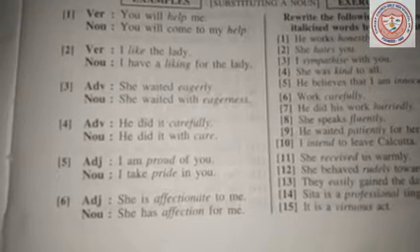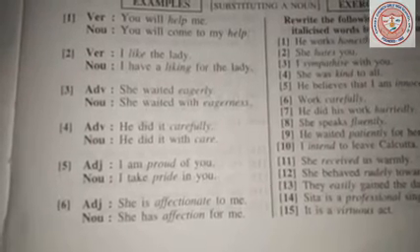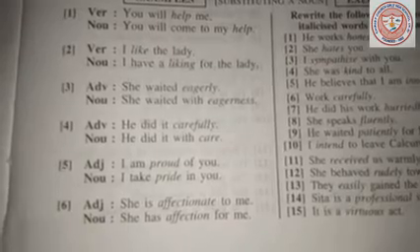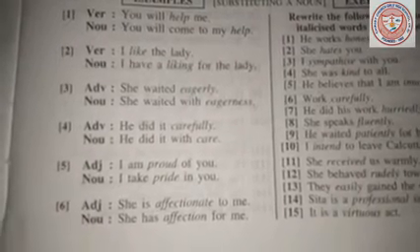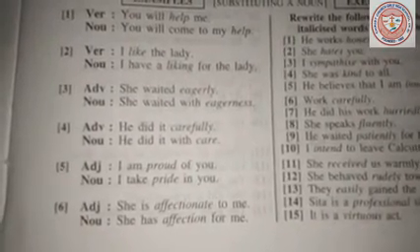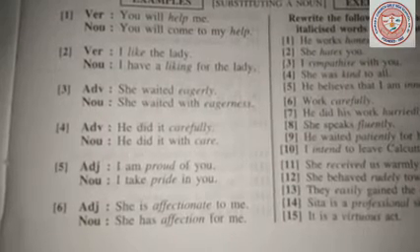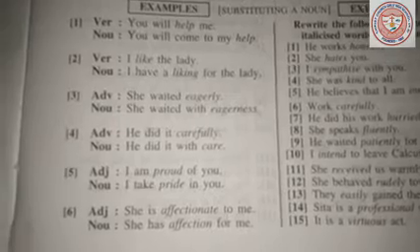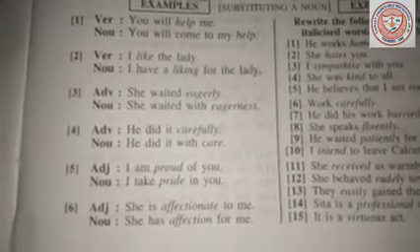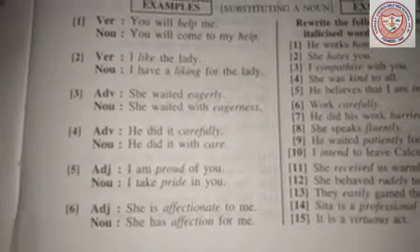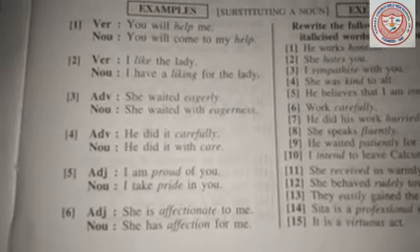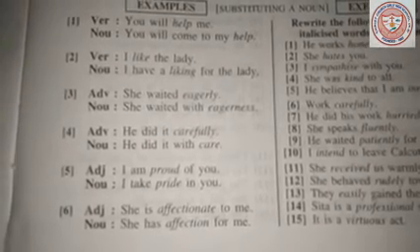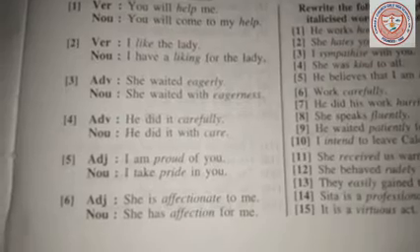Next, let us see example number 3. She waited eagerly. Eagerly is in italics. That means eagerly is in its adverb form. And then if we transform this eagerly into its noun form, what is the noun form of eagerly? The noun form of eagerly is eagerness. So we have to transform it like this. She waited with eagerness. Okay. Number 6, let us see it.